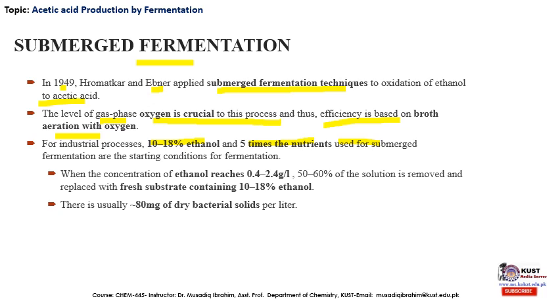process. Now, when the concentration of ethanol reaches from 0.4 to 2.5 gram per liter, 50 to 60% of the solution is removed and replaced with fresh substrate containing 10 to 18% ethanol. And as a result of this process, nearly 80 milligram of dry bacterial solids are produced from 1 liter of the culture medium.